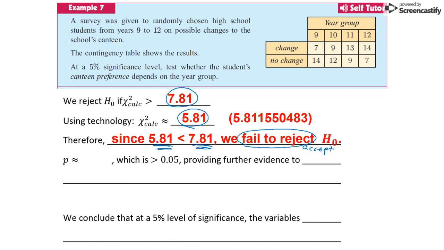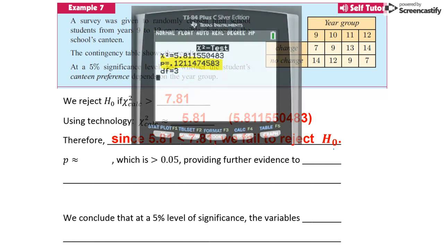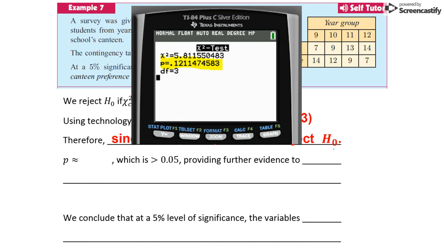Now the p-value. We can also see the p-value from that screen. The p-value is 0.121147, and so on. So our p-value, I'm going to fill it in here, is greater than, in this case, 0.05. So notice that 0.05, that is the significance level as a decimal.